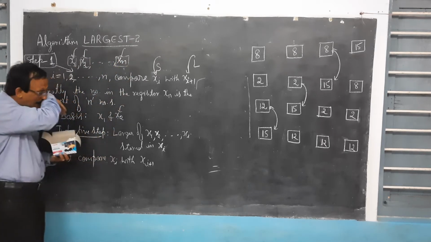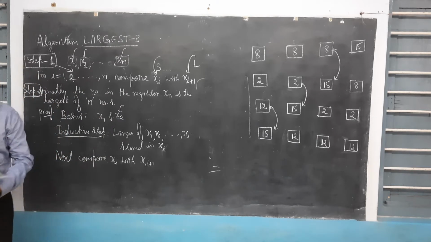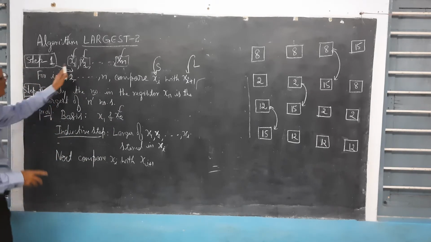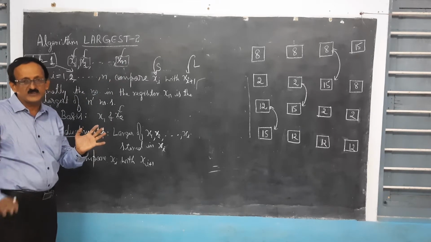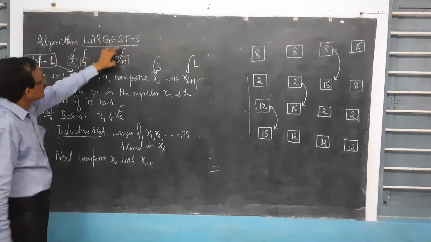There are n registers. The n registers will hold n values. We are interested in finding the largest of n values. The method is the largest 2 algorithm.